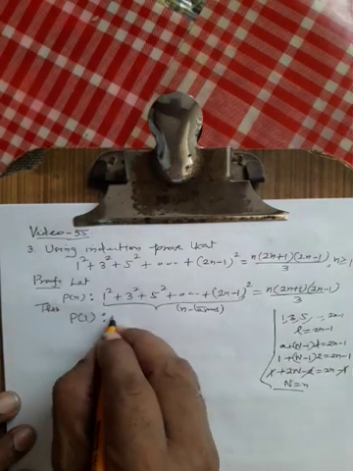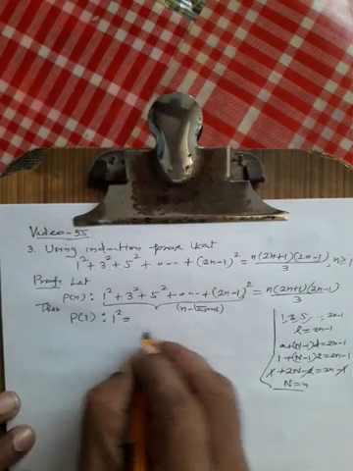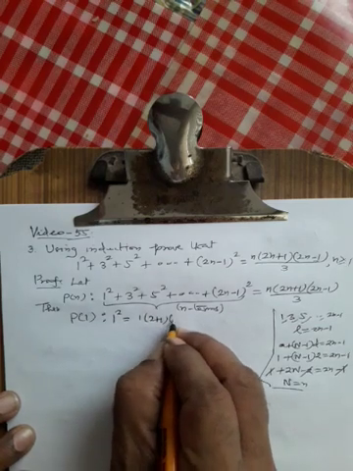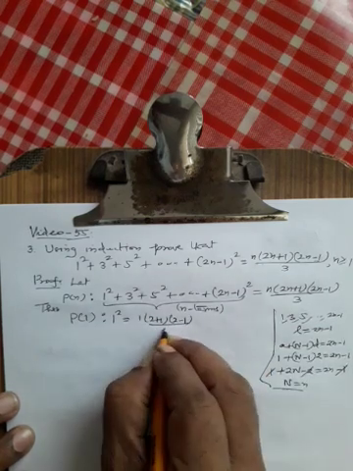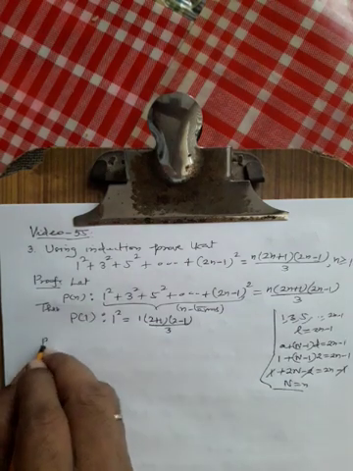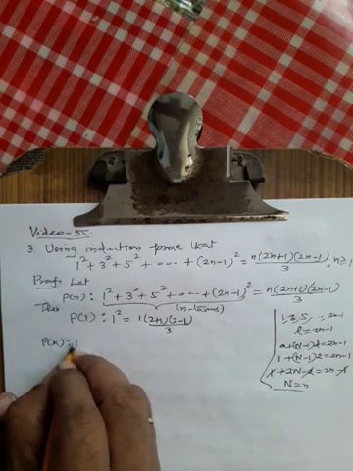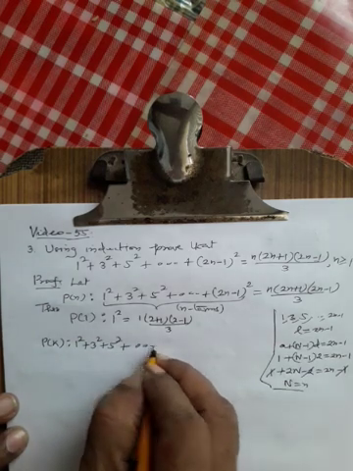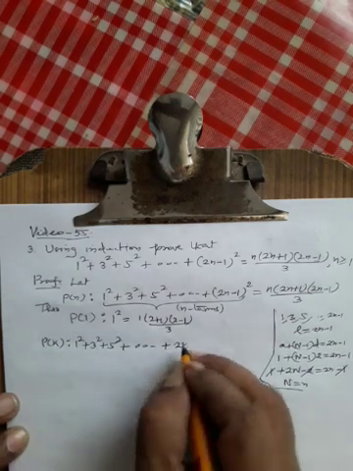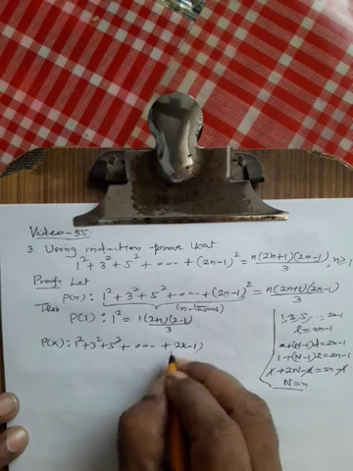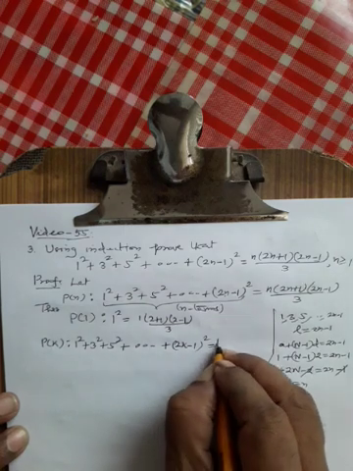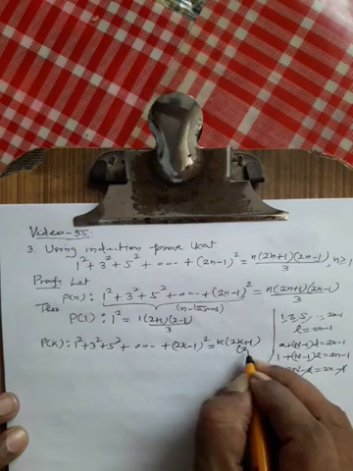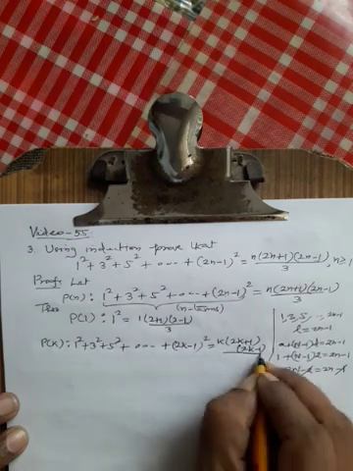If small n terms are there, P of 1 means there must be only one term. On the right hand side put n equal to 1: 1 into (2 into 1 plus 1) into (2 into 1 minus 1) by 3. What is P of k? P of k is 1 squared plus 3 squared plus 5 squared plus etc. plus (2k minus 1) the whole squared, equal to k into (2k plus 1) into (2k minus 1) whole divided by 3.